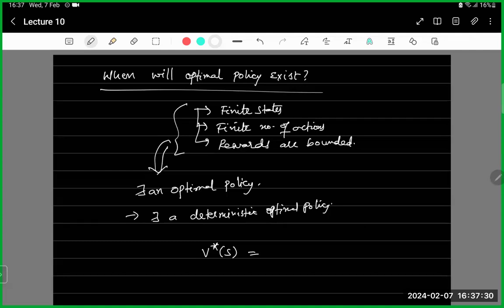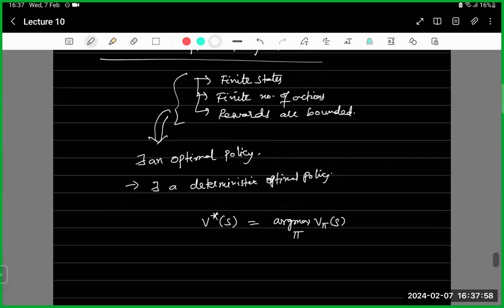How can I write that? Argmax over all possible policies of V pi of S. So there is no ambiguity, right? It's not even talking about existence of a policy, because you are talking only about one real number. Now for a given state, you can define V star of S like this. Now I'll call a policy optimal if V pi of S equals V star of S for all S.